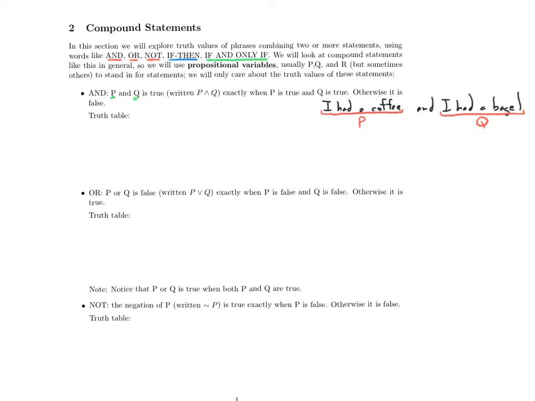So let's write out a little truth table to this. What I mean by that is all possibilities for the truth values for our statements. I had a coffee and I had a bagel. So I like to do it like this. So we need the possible truth values for P, the possible truth values for Q, and the possible truth values for the compound statement P and Q. And for and, we use this little kind of wedge shape here. It's like an A without the cross. So P and Q.